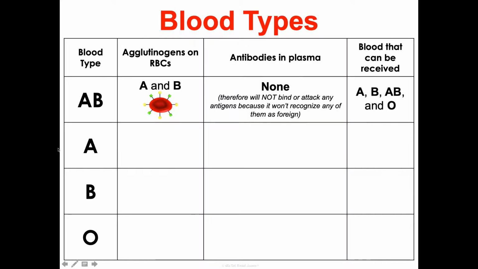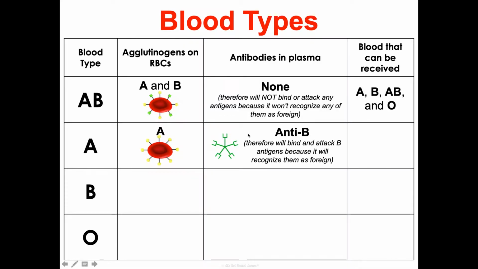Okay, let's talk about blood type A. Blood type A only has the agglutinogens A, meaning it would see B and recognize it as foreign. Thus, your body makes anti-B antibodies. These will attack B antigens. Note they have this square-like shape like the B's here because it would see them as foreign. And so that is why you can only take blood type A and O.